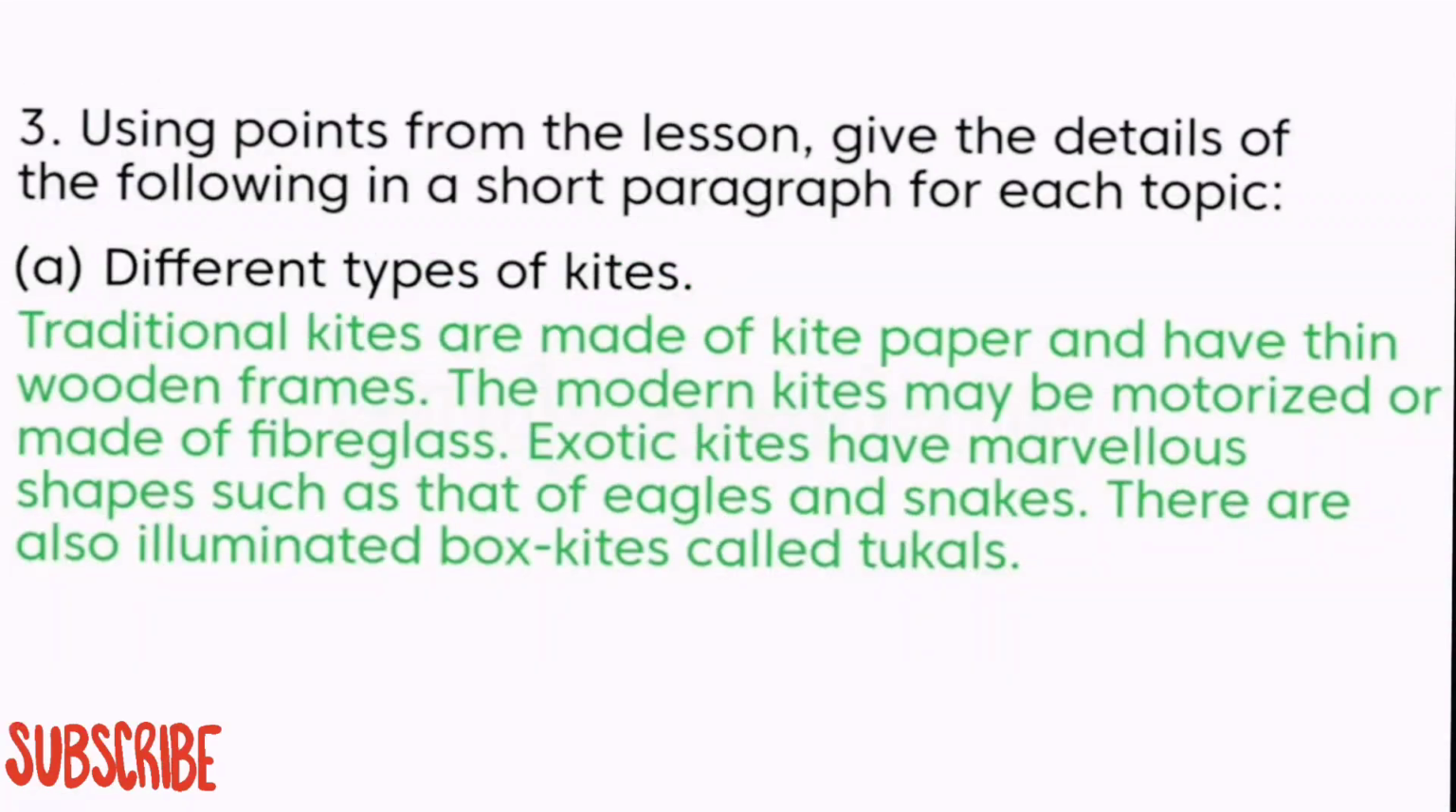Next is use points from the lesson. Give the details of the following in a short paragraph for each topic. So first topic is different types of kites. Let us discuss it. Traditional kites are made of kite paper and have thin wooden frames. The modern kites may be motorized or made of fiberglass. Exotic kites have marvellous shapes such as that of eagles and snakes. There are also illuminated box kites called tukals.